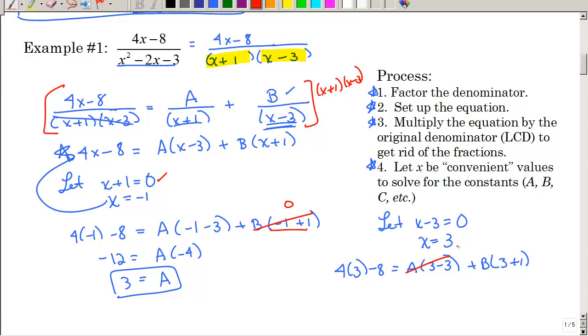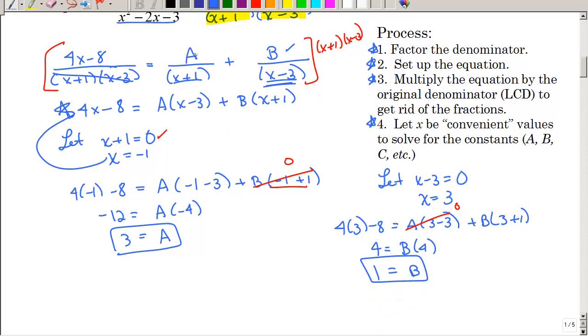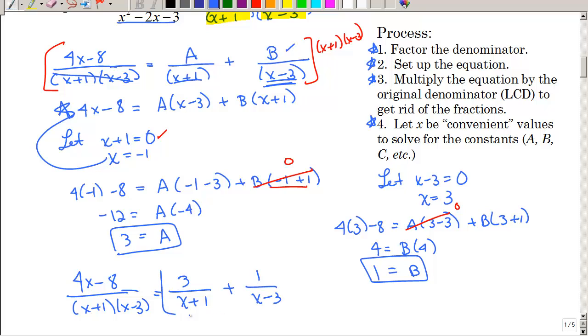And again, you can see that that goes to 0. And so we have 12 minus 8, which is 4, and b times 4. So b is equal to 1. So now we know a and b. I'm going to come back to our equation. So (4x minus 8) over (x plus 1)(x minus 3) is equal to a over (x plus 1) plus b over (x minus 3). And if you look at that very first thing we did, we added these two fractions and we got that. Now we've decomposed it, we've gone backwards.